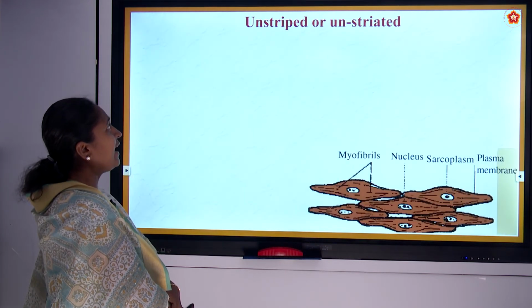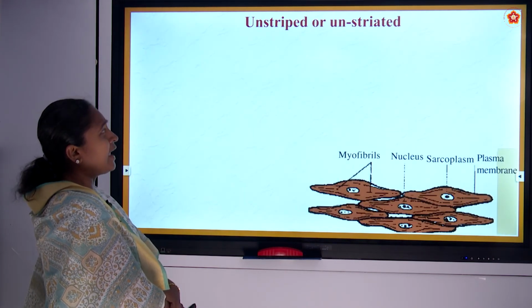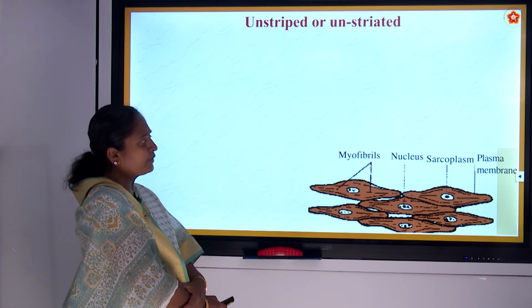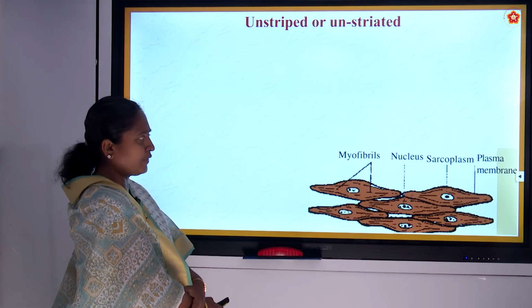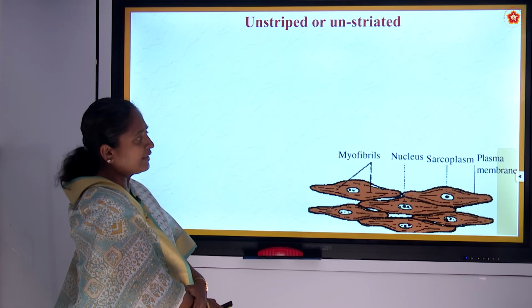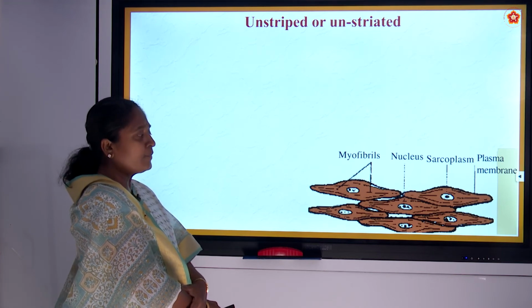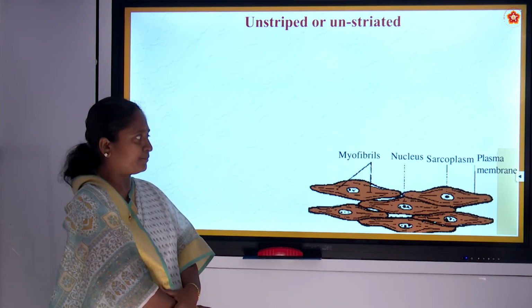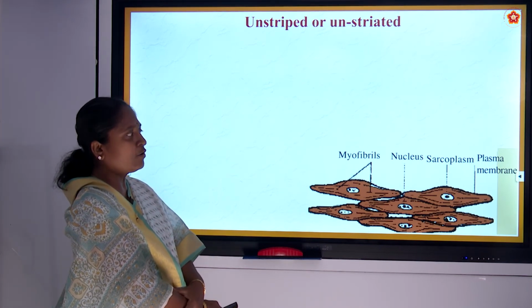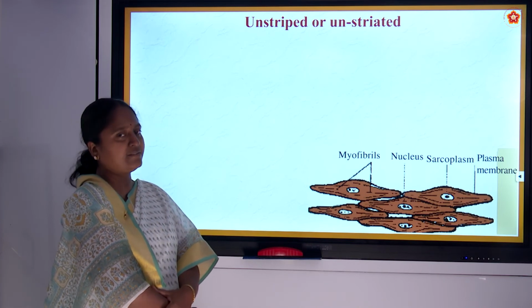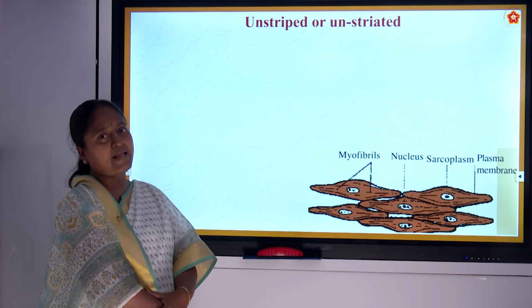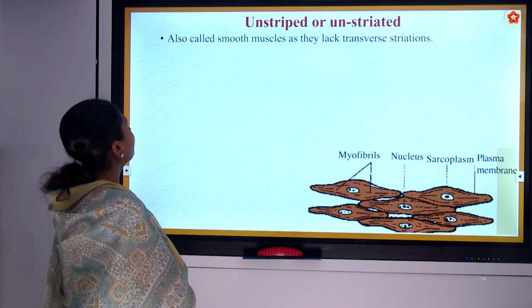The next one is unstriped or unstriated muscle. Okay, these are the muscle cells. You can see they also have myofibrils present. The nucleus is also present. The cytoplasm inside these muscle cells is known as sarcoplasm. Okay, and then it has the outermost plasma membrane. Since we are talking about animal cells, it will have only the outermost plasma membrane.